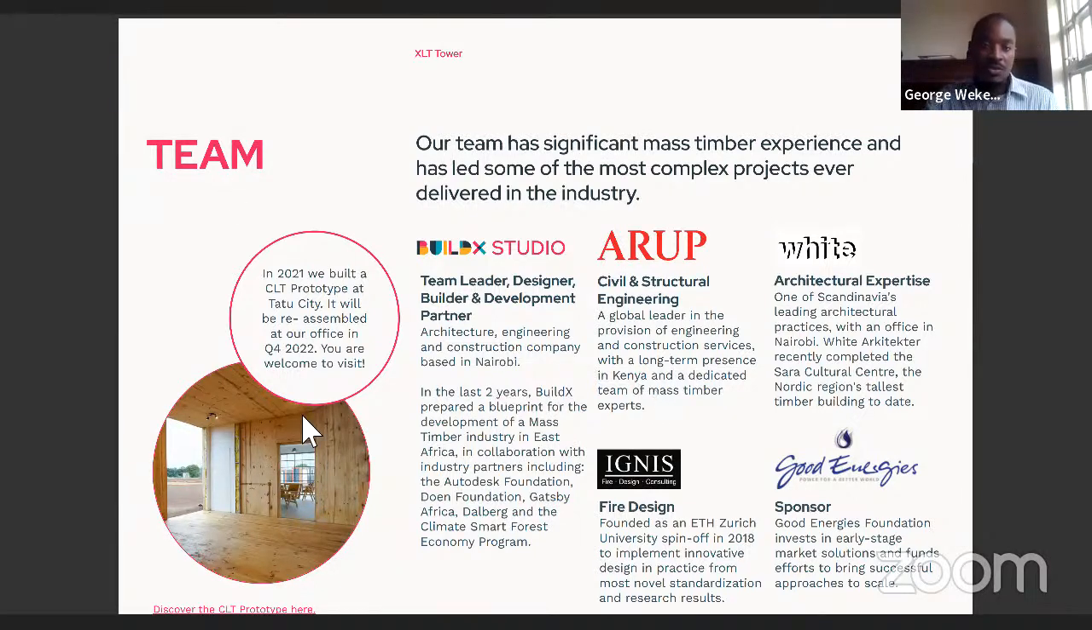So as also mentioned, in 2021, we built a CLT prototype in Data City, and we have assembled it in our office. It's really a good space to be in, so we welcome you all to visit it soon. We're still setting it up, but it will be ready soon.